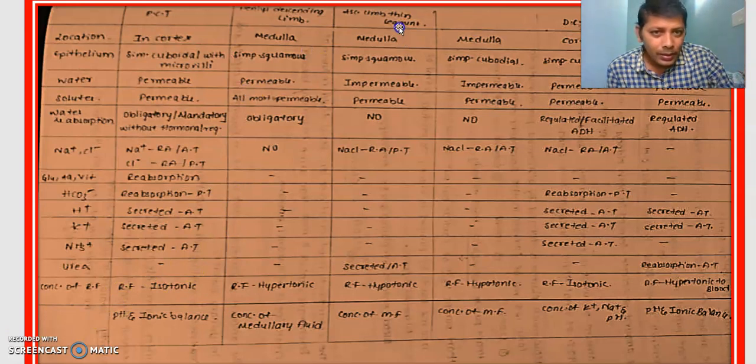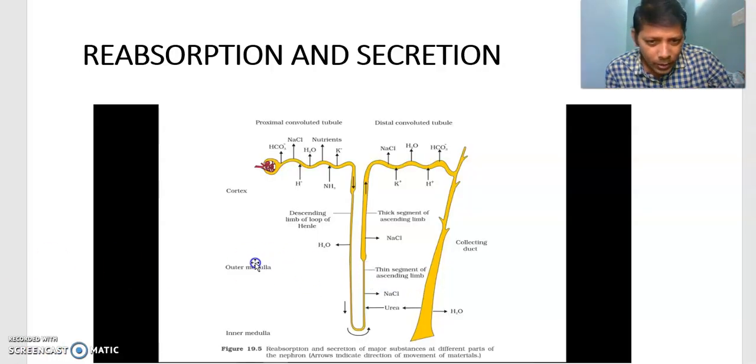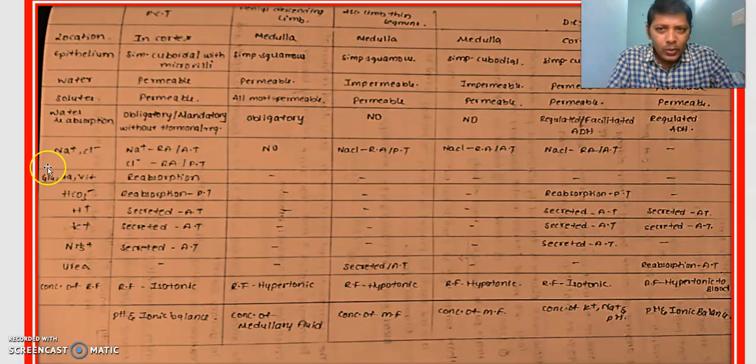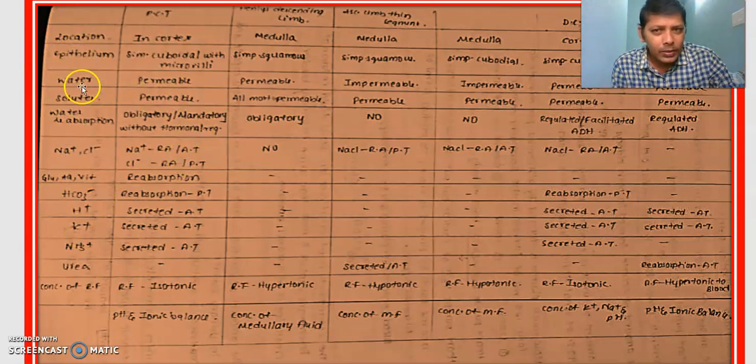In the ascending limb, the thin segment is present in the medulla. You can observe here, the thin segment is in the medulla. You have to remember all these side headings all the time. Location, first point: medulla. Next point, epithelium. What type of epithelium is present here? Water and solutes, try to remember right now.